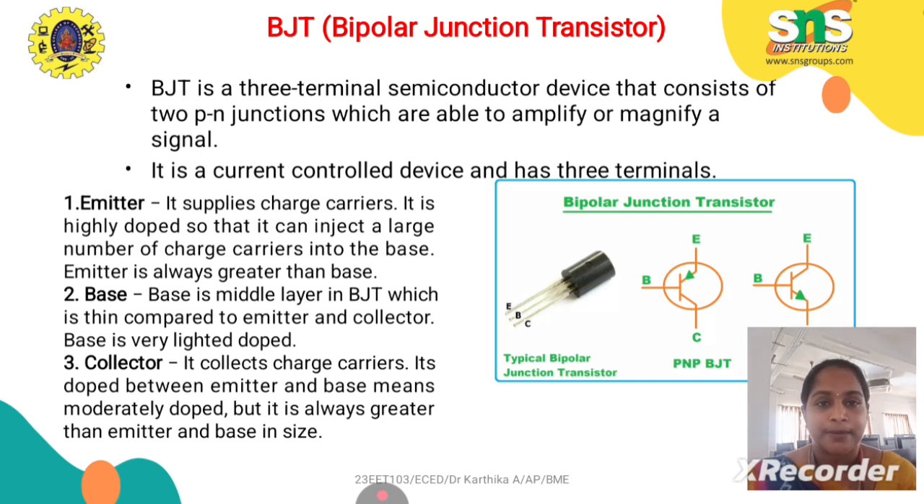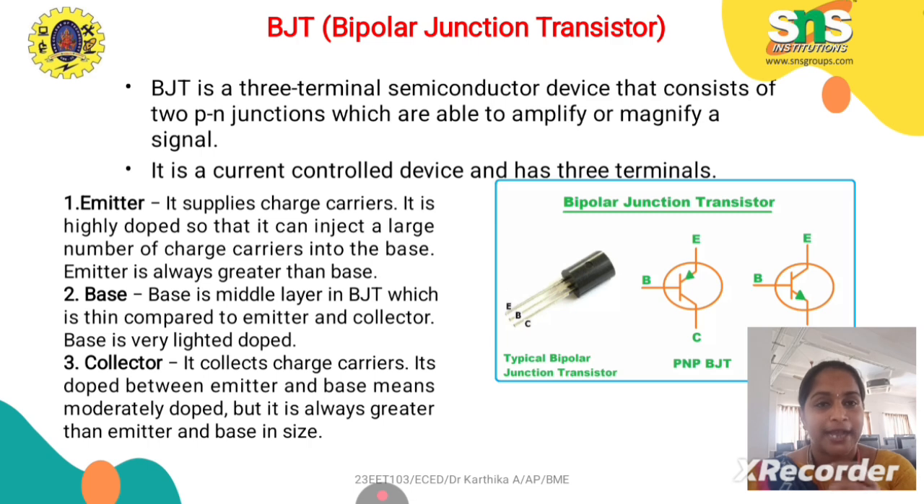Our next terminal is base. Base is the middle layer in BJT and is thin when compared to emitter and collector, and basically base is very lightly doped. And the third one is collector. It collects charge carriers. The name itself says it is a collector. It collects charge carriers, and this collector is doped between emitter and base, meaning moderately doped.